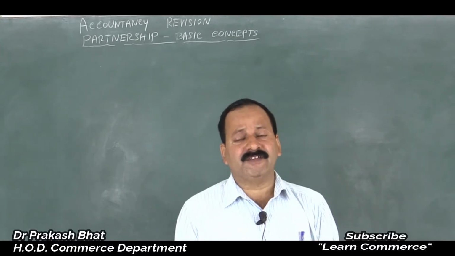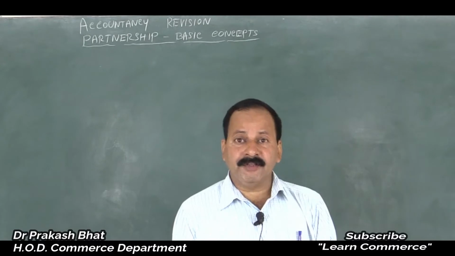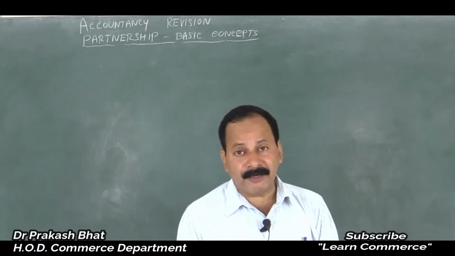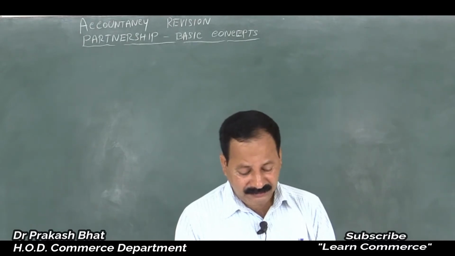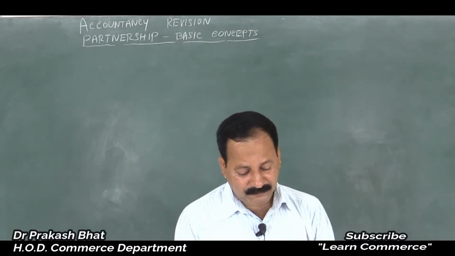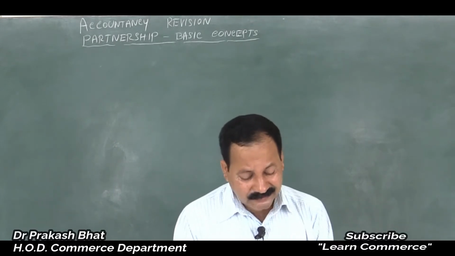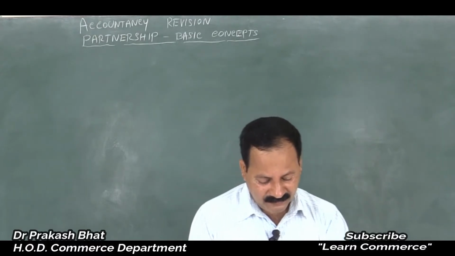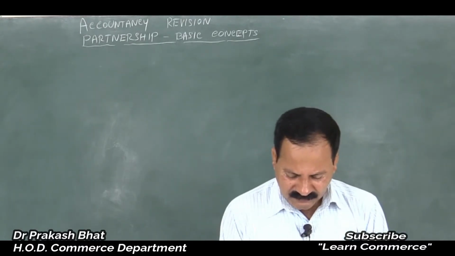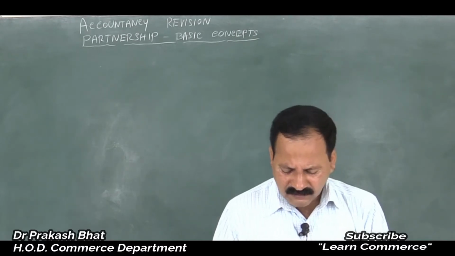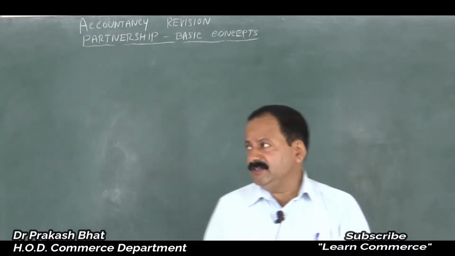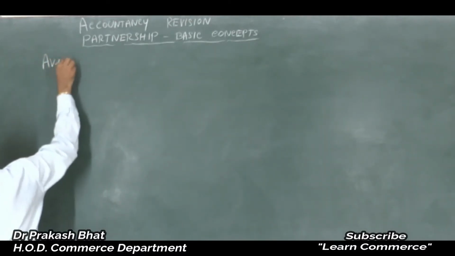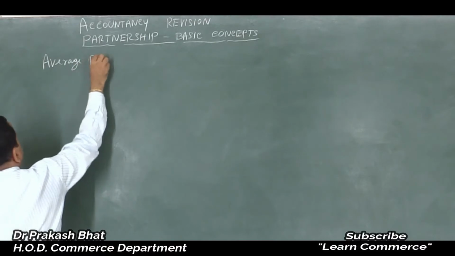Then we have come across the interest on drawings calculation, right? So specific period method, product method. Now in today's class let us take up the further part, that is interest on drawings, the third method, that is average period method, right? Friends, actually average period method is also called shortcut method.